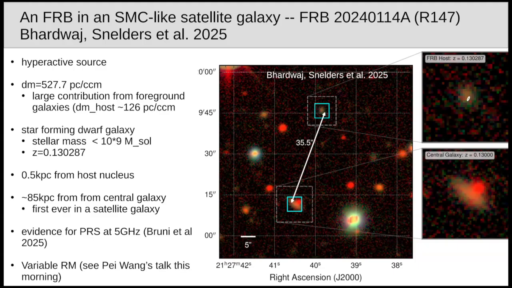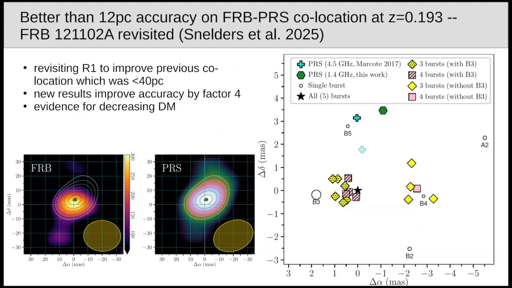Now, on arXiv, you can also find our latest publication of our own on the very first repeater. What we did here was to go back and see if we can improve the co-location between the PRS and the FRB, because there was some 40 parsec accuracy on the localization from Benny and Marcote at 5 gigahertz, and of course you can then ask, okay, how far can we go to actually prove that these are co-located?